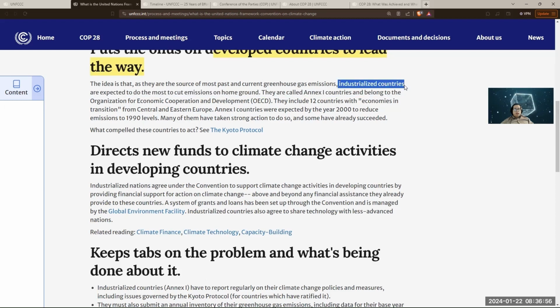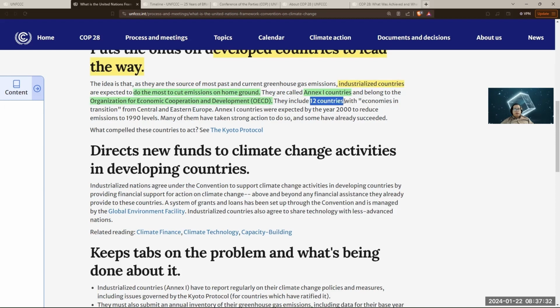Industrialized countries are the main source of current greenhouse emissions, and even in the past. So they need to cut it. To do the most to cut it is home ground. They are called Annex 1 countries, which are industrialized countries that belong to the OECD, the Organisation for Economic Co-operation and Development, in Europe.